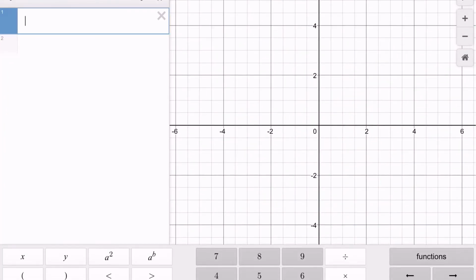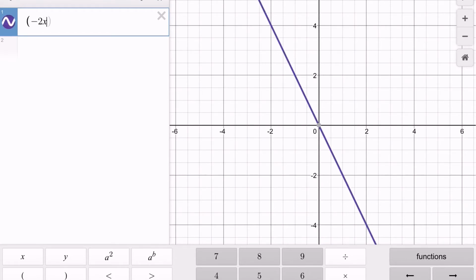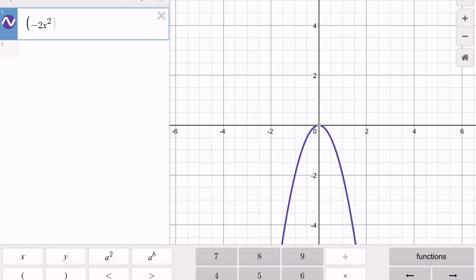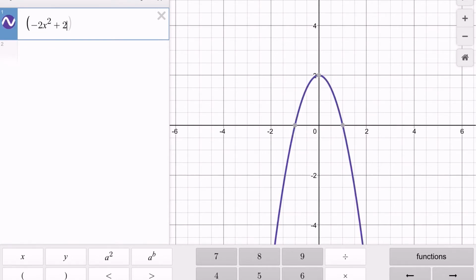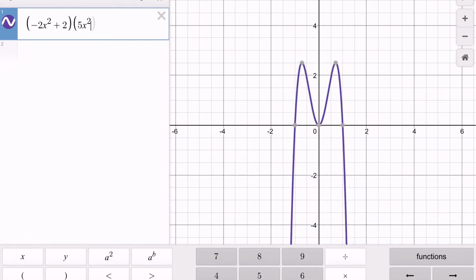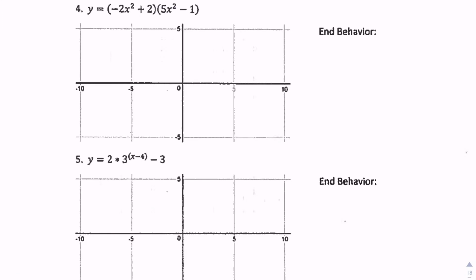Okay, so hopefully you have tried this one on your own. If not, that's okay. We'll go through it together. So we have negative 2x squared plus 2, and then 5x squared minus 1. Okay, so now we have this kind of M-shaped graph. Let's go back and sketch that.